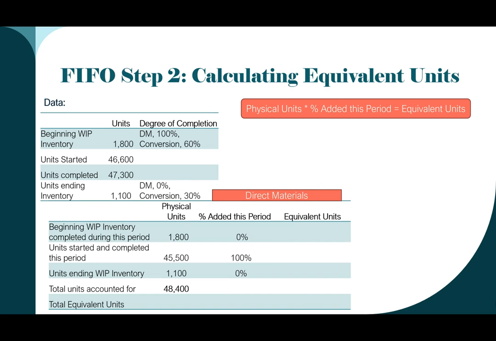Next, we can calculate the equivalent units. To determine the equivalent units, we're going to take the physical units and multiply them by the percent added this period in our table. We can multiply those out, add them up, and we determine that our equivalent units for direct materials is 45,500.